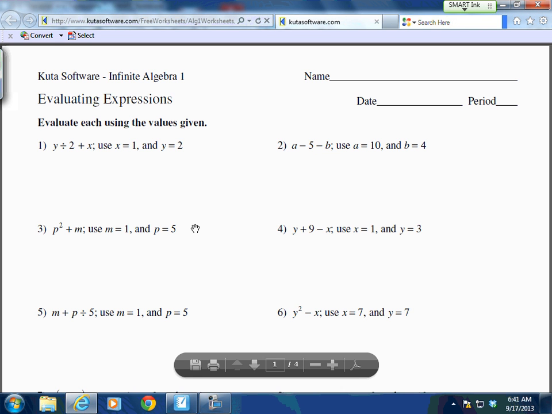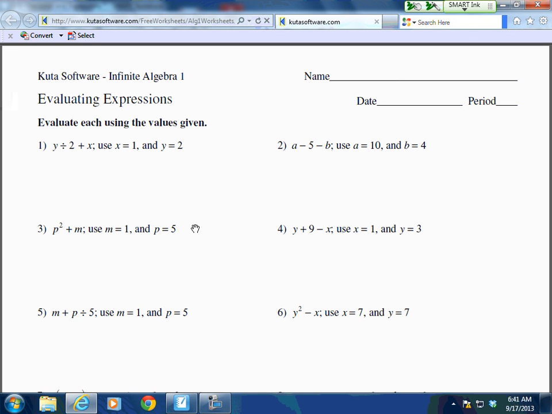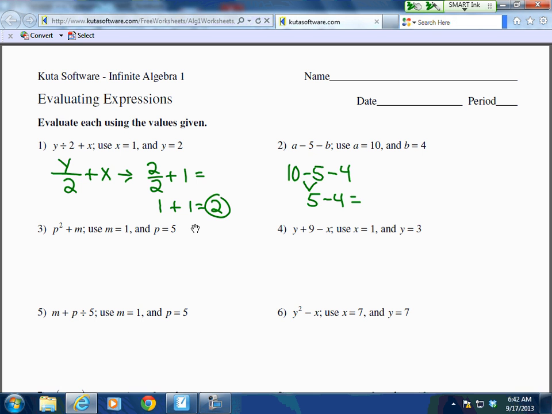Okay. I've got y divided by 2 plus x when x equals 1 and y equals 2. So I've got y over 2 plus x. X equals 1 and y equals 2. So I've got 2 over 2 plus 1. So that equals 1 plus 1, which equals 2. Done. Next, a minus 5 minus b, where a is 10 and b is 4. So a, which is 10, minus 5 minus b, which is 4. 10 minus 5 is 5, minus 4 is 1.